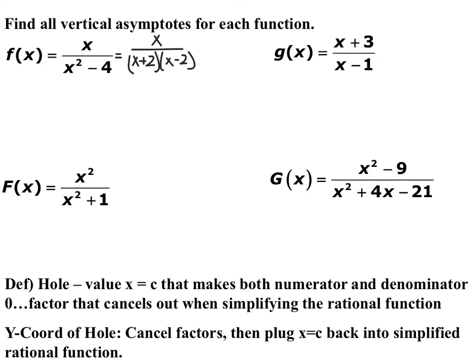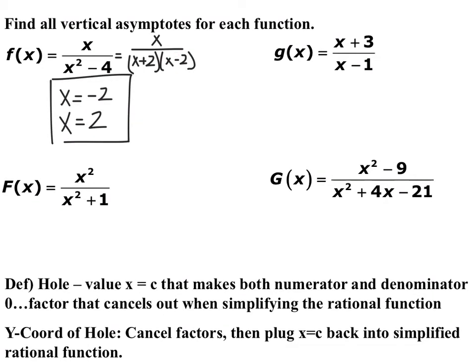So x squared minus 4 is a difference of squares, so that means it factors into x plus 2 and x minus 2. So this one you have two factors in the denominator, and neither of them show up in the numerator. So that means that both of these, whatever makes these 0, are vertical asymptotes. So in this case we have two vertical asymptotes. We have a vertical asymptote at x equals negative 2 because that makes x plus 2 equal to 0. And we have a vertical asymptote at x equals positive 2 because that makes x minus 2 equal to 0.